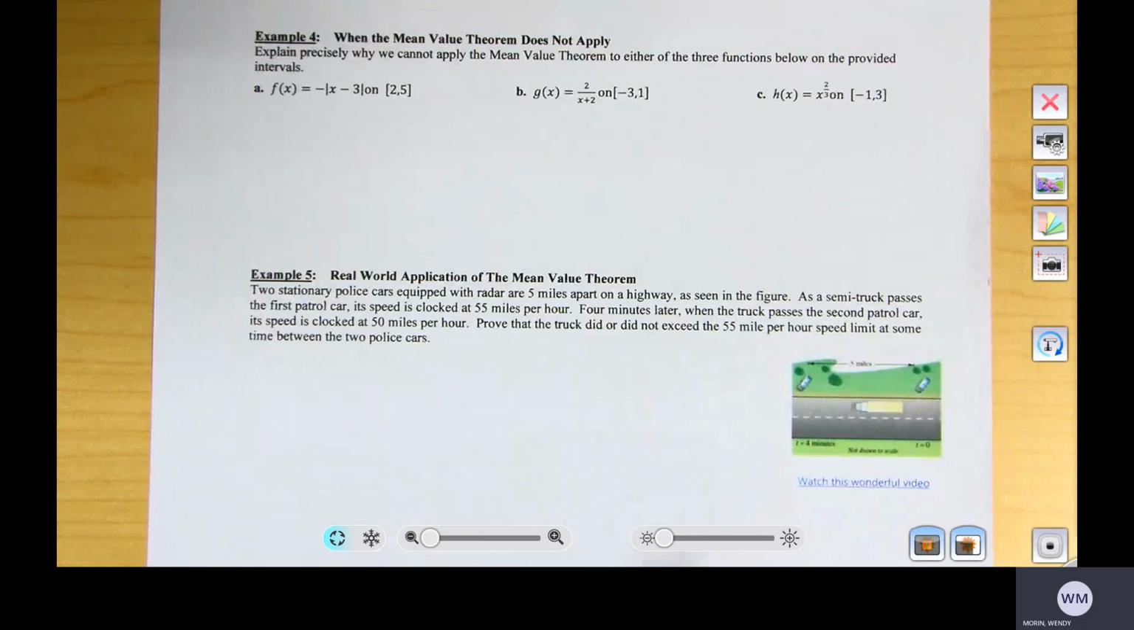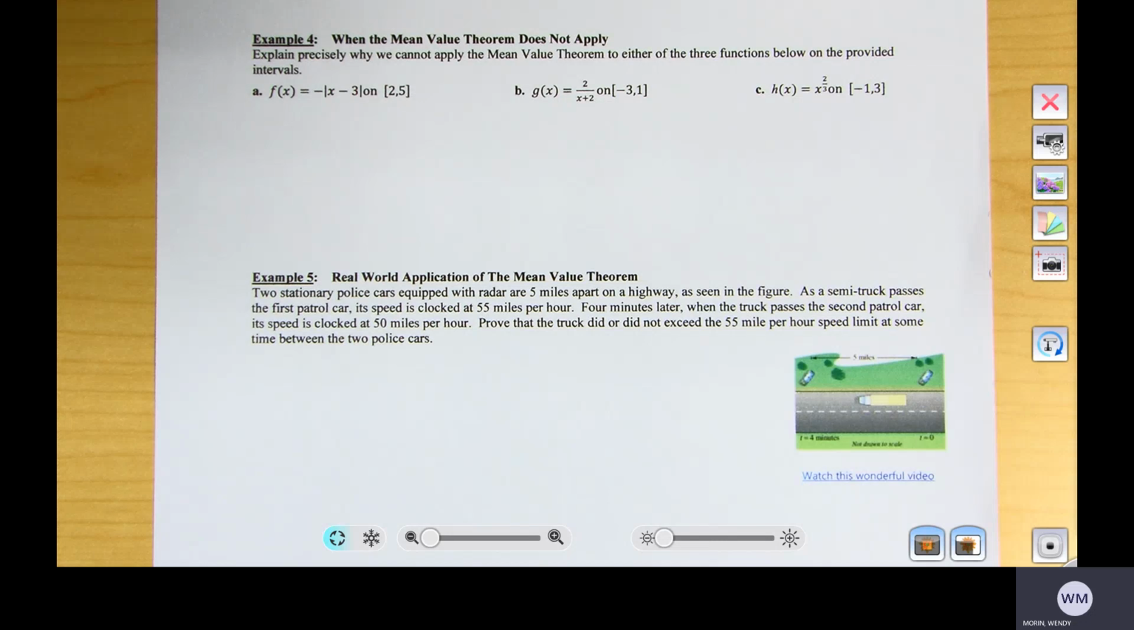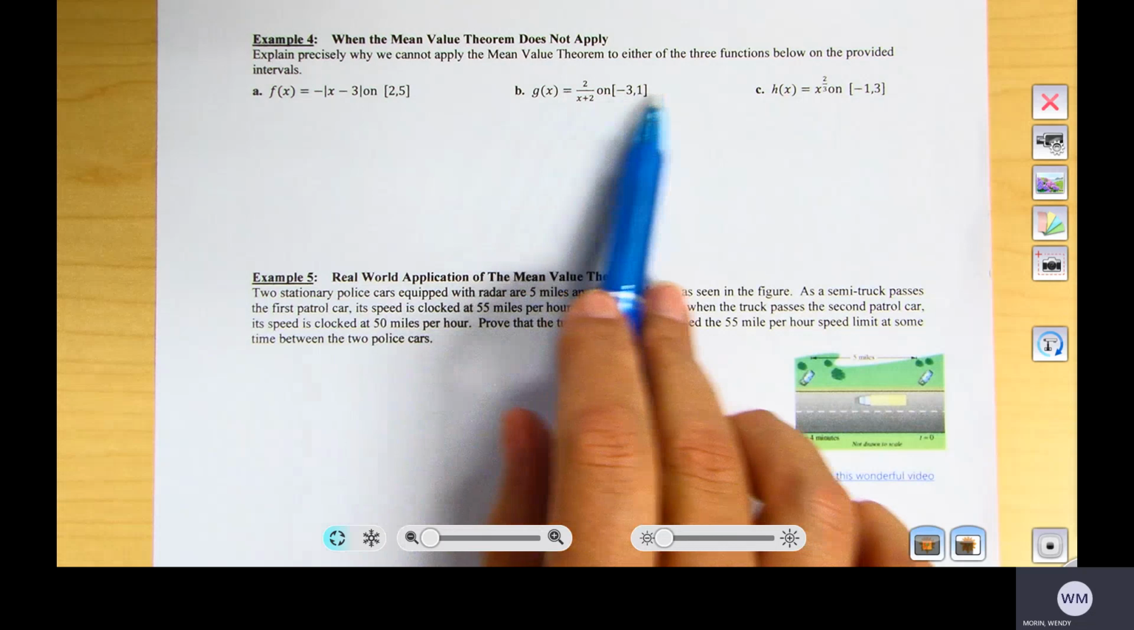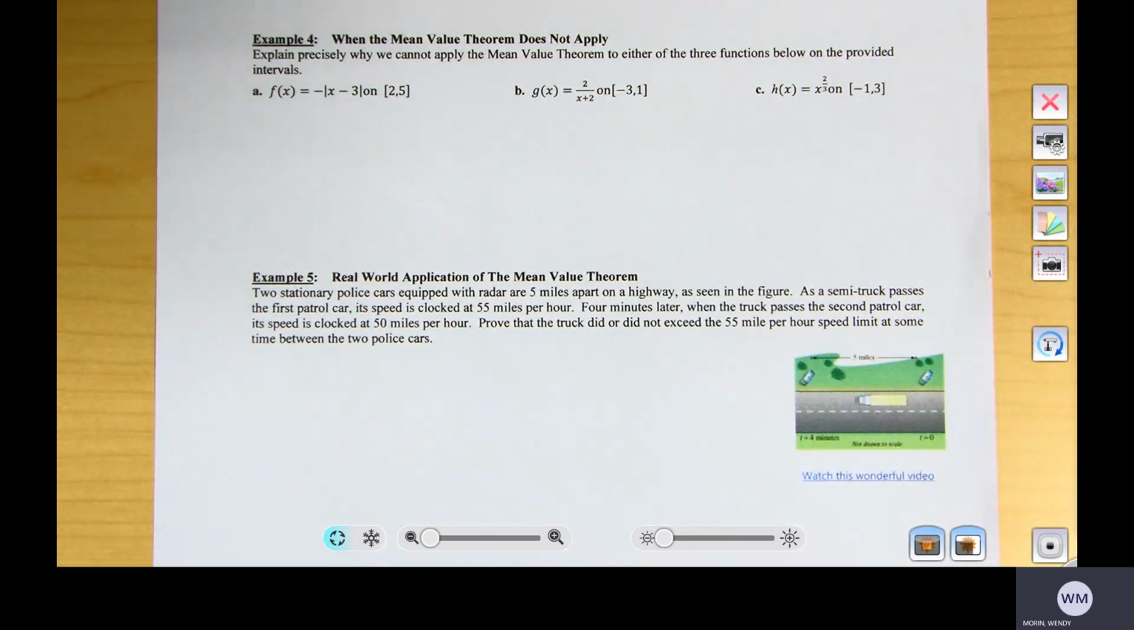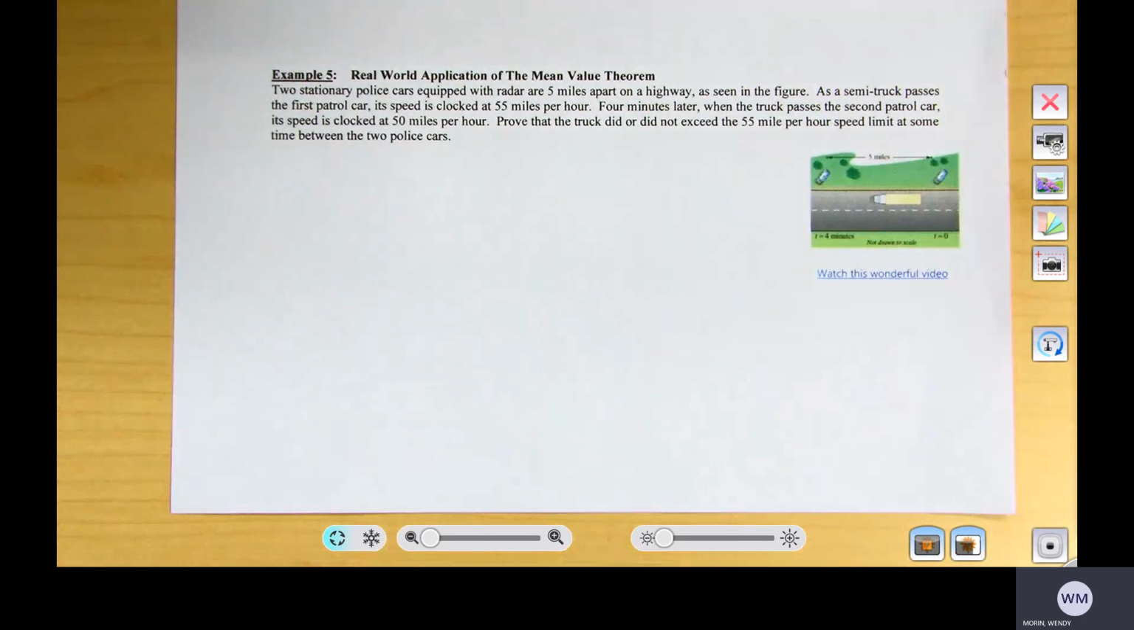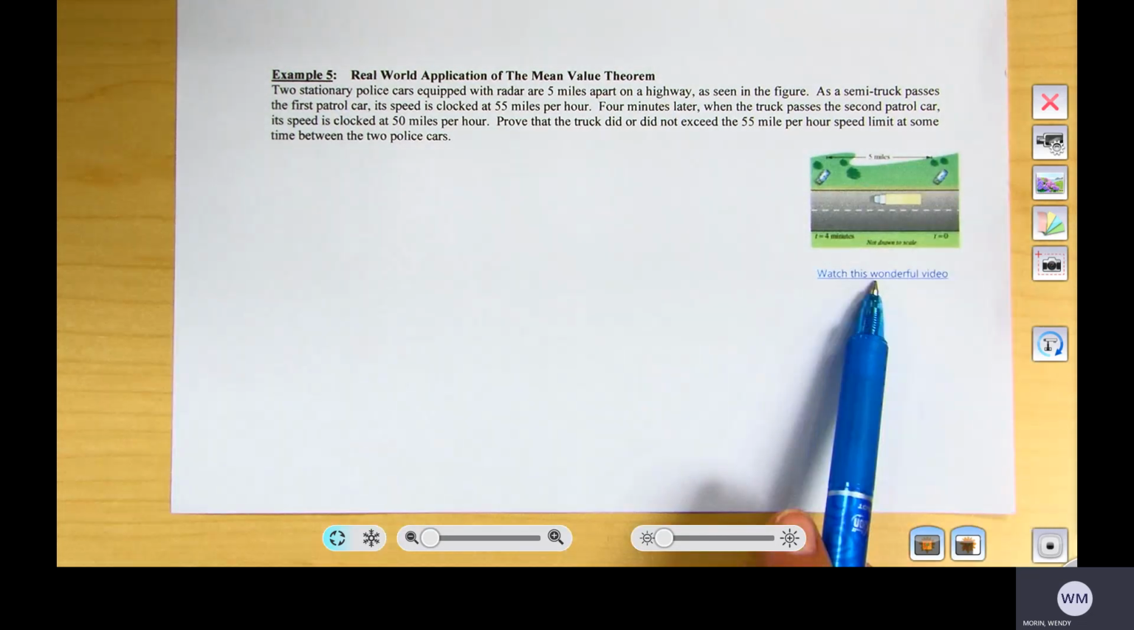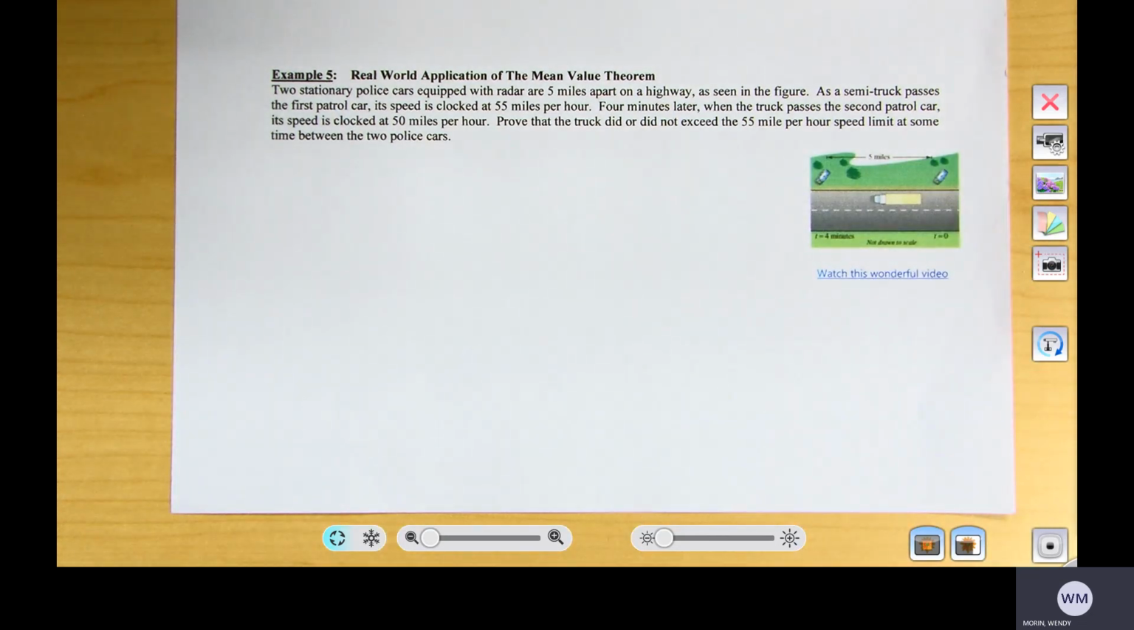Here you're going to tell me why the mean value theorem does or does not apply to these graphs over this interval. So start with the first two. Is f of x continuous on the closed interval, and is it differentiable everywhere on the open interval? Okay, so if the mean value theorem doesn't apply, tell me why, and then answer a story problem. If you watch this wonderful video, if you click on it, it might give you a hint. All right, so that's mean value theorem.